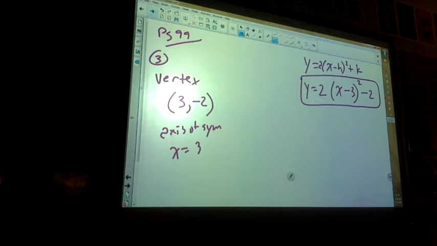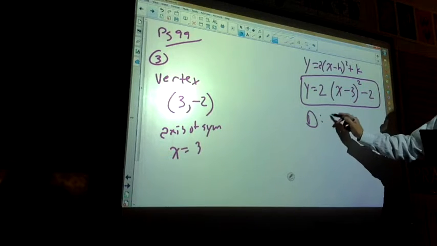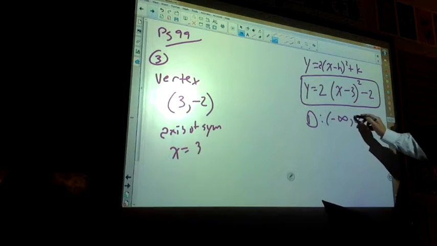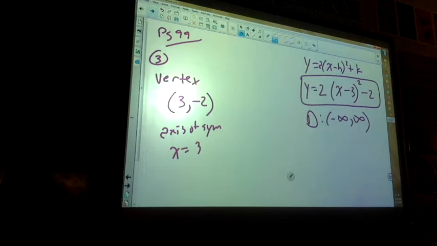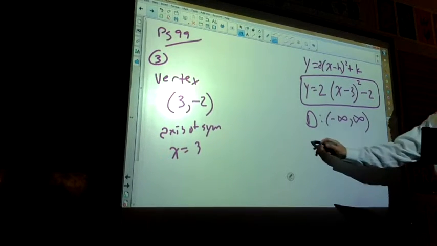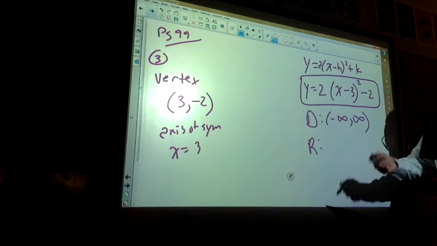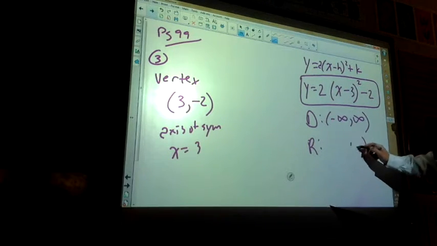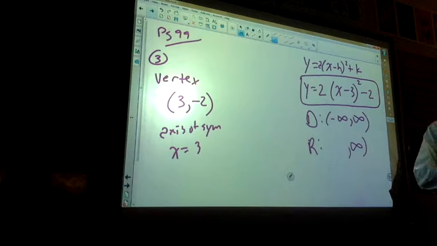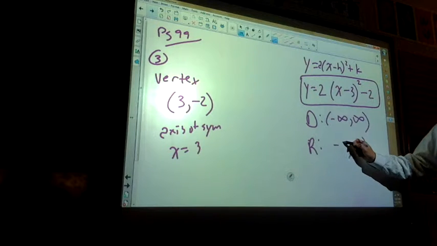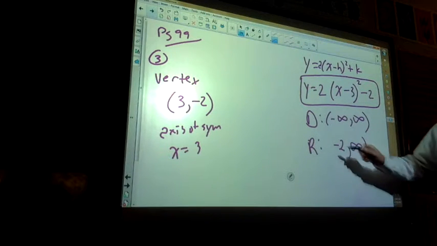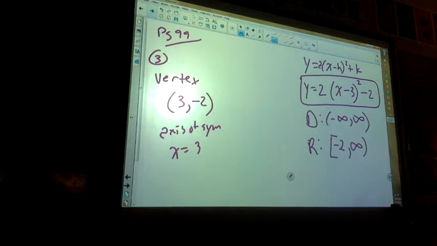The domain. Does the graph go forever left and forever right? Yes. So the domain must be negative infinity to positive infinity. In fact, all of the parabolas we work on in high school will go from negative to positive infinity. The range might get us a little bit. It's opening up, so it's going to end at infinity. But where does my range start? -2. Awesome. Is it a point there? Yes. So it's a square bracket.